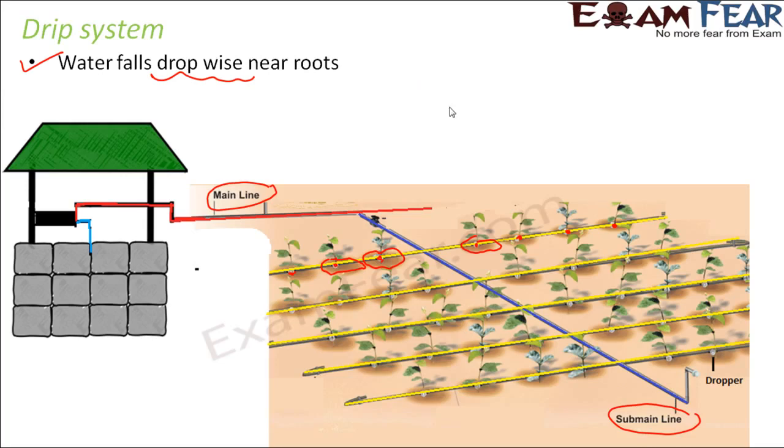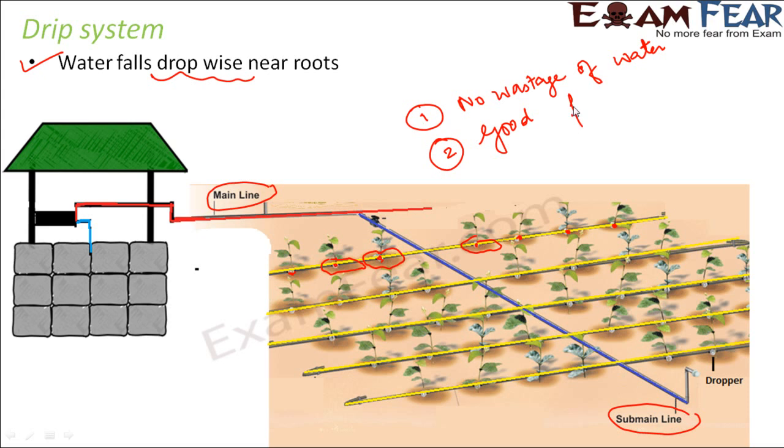So this system is extremely useful because there is absolutely no wastage of water. In fact, there is no wastage of water and there is not much supply of water also. So this is going to be extremely useful for those areas where there is insufficient water. So good for areas with less water.